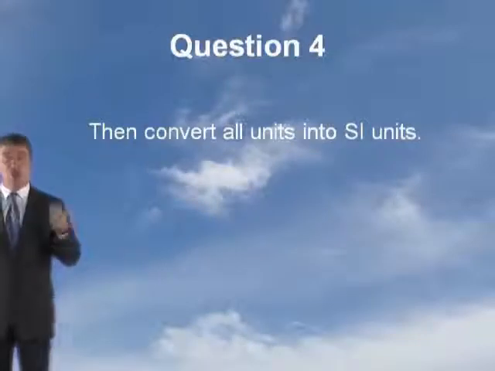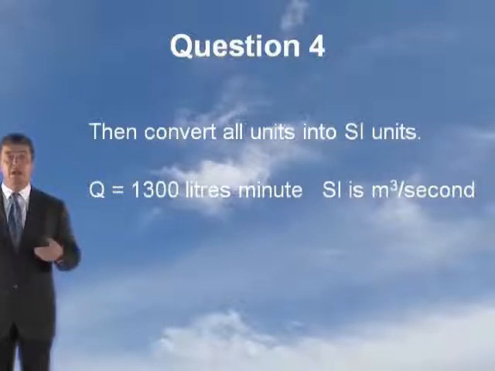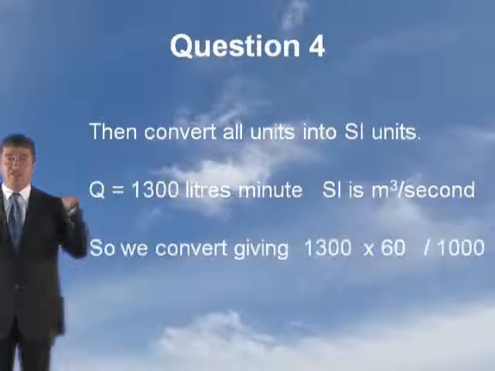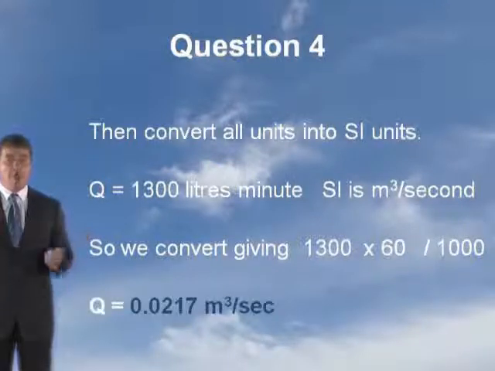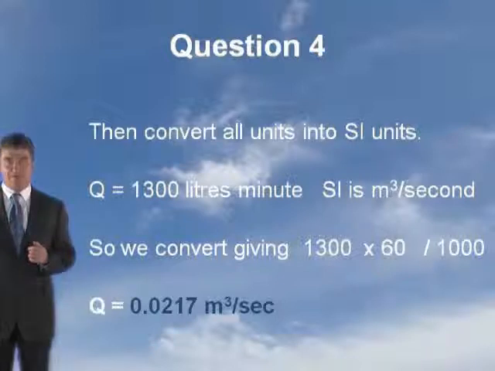Then you've got to convert all to SI units. What's the SI unit for flow? Q? Metres cubed a second. Now in this case it says it's 1300 litres a minute. Do you understand straight away? 1300 litres a minute, you've got to convert that into metres cubed a second. So by converting it you have to times it by 60 to give it a second and divide it by 1000 to give it metres cubed. And that gives you a Q of 0.0217.